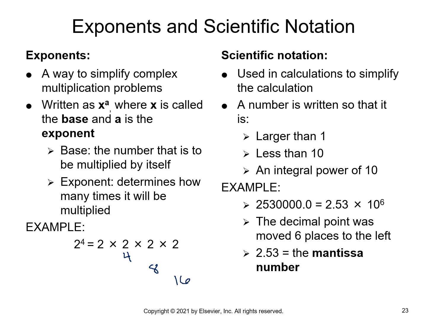Now with scientific notation, we use this same concept of the exponent. And with scientific notation, we use this to simplify our calculations. The number that you actually write has to be larger than 1 but less than 10. And so that means that you will use 10 as your number to multiply that number by. So for example, let's just say we ran our test and our number came out to be this large number here.